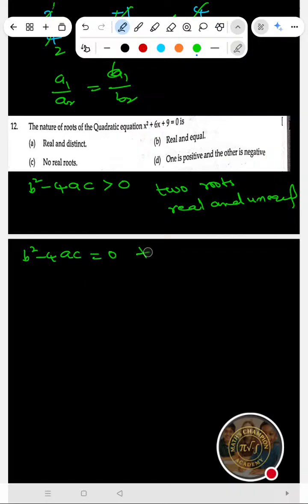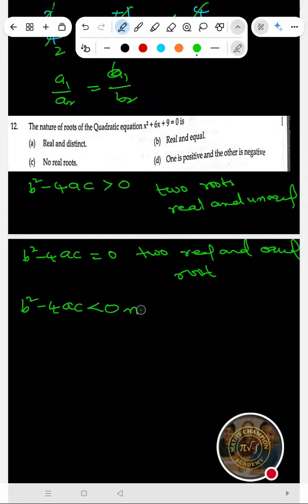This is two equal roots, real and equal. Okay, real and equal roots. If b square minus 4ac is less than 0, then no roots, not real, means you will get imaginary roots.